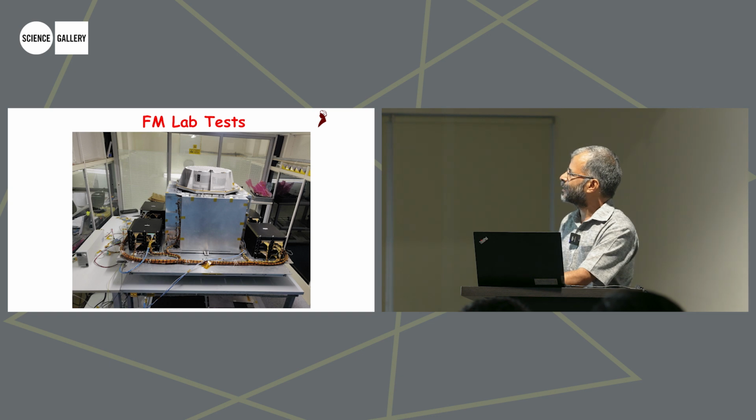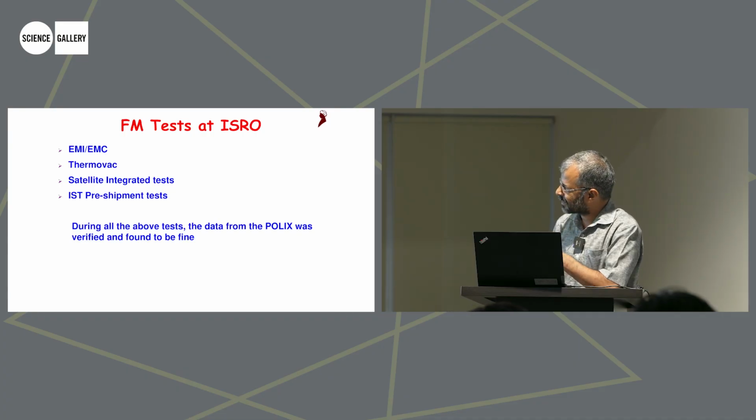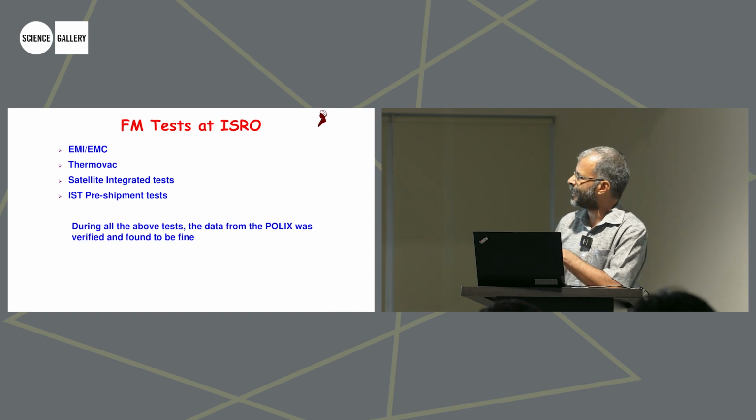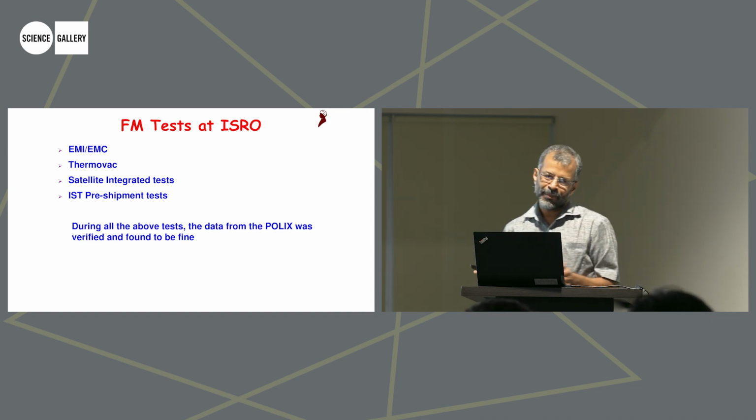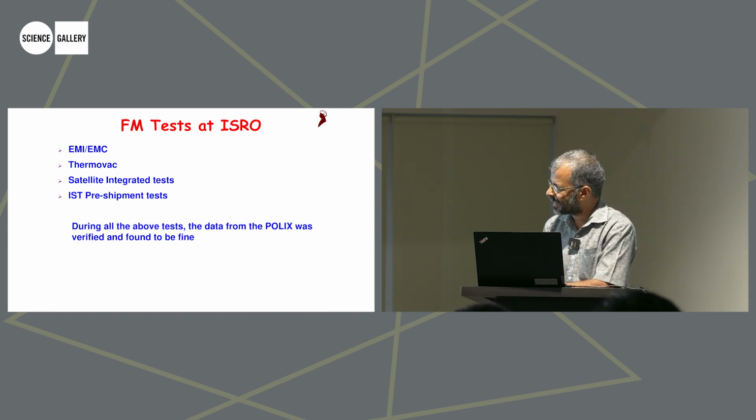This is the FM lab tests, and once we do all the lab tests, we have to take this system to ISRO and make sure that all the other tests which are needed before it is flown are done. So, this is EMI, EMC, thermovac, and our system needs to be integrated with the satellite and the tests need to be done. Once this is done, we have to make sure that the entire satellite has been assembled and the further tests have to be done. That is called IST pre-shipment. That means before it moves to Sriharikota. Sriharikota is the spaceport of India. Before it moves from Bangalore, we have to test the entire thing here. That is why it is called integrated satellite pre-shipment test. Once this is working, then we are ready for launching the system. And during all these tests, data from the Polix was verified and found to be fine.